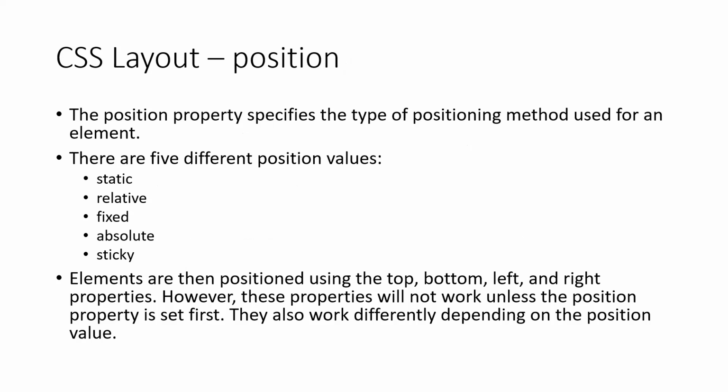Right, now let's look at the positioning values. So position is a property that we use to specify the positioning method. When you have multiple items you want to arrange, you can use different positional values: static, relative, fixed, absolute, and sticky, right? When it comes to positioning, we can use properties like top, bottom, left, and right. But first of all, you have to say what the position property is, and depending on this position property, these will work differently, right?